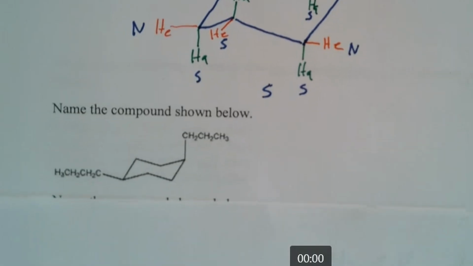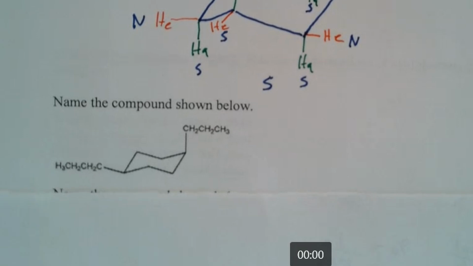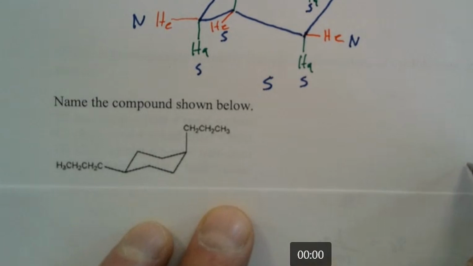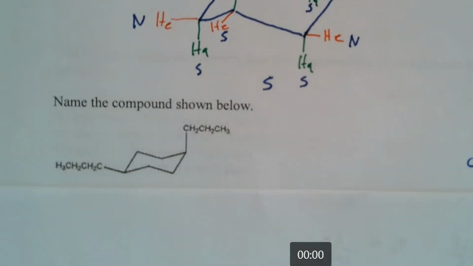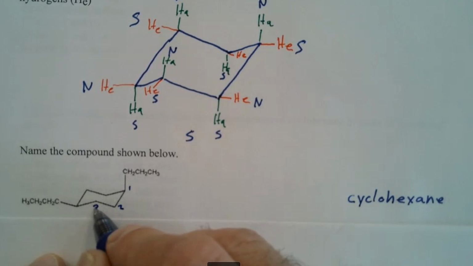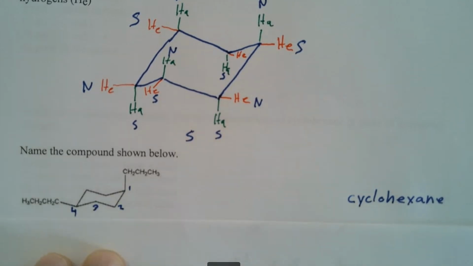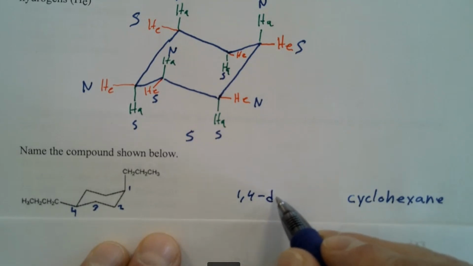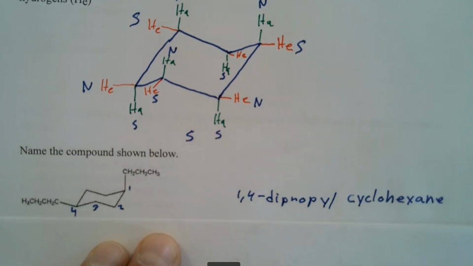Name the compound below. I should have given myself more room. Well, there's the easy part. I got a cyclohexane, and I got two propyl groups. Doesn't matter on the ring where I call 1. All right, so this is a 1,4-dipropylcyclohexane. And on the exam or quiz, if you write this down, you lose half a point. Is this cis or trans?